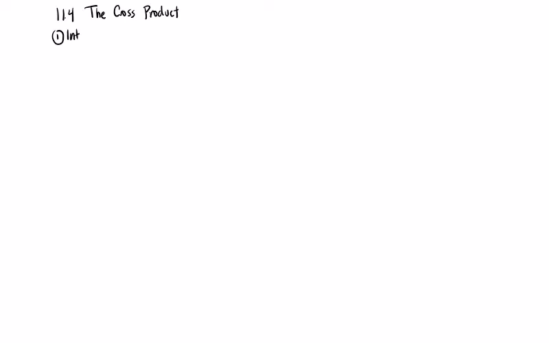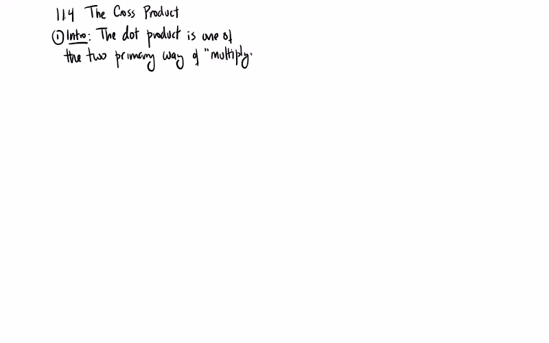So like a little intro here. We'll say the dot product, which we did, let's say one of the two primary ways, let's say, of multiplying, in quotes, two vectors. The other is the cross product.